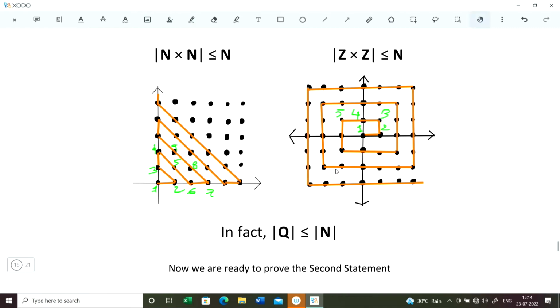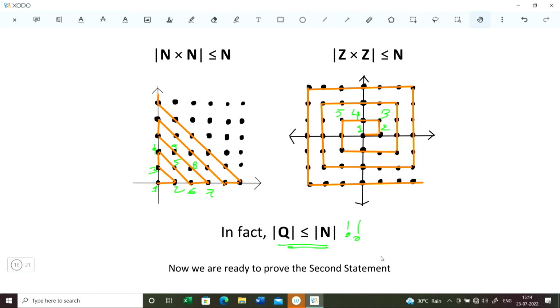In fact, even the set of all rational numbers turns out to have a cardinality that cannot exceed the cardinality of natural numbers. Can anyone guess how this can happen? What are rational numbers? Any number can be expressed as a ratio, but the denominator is nonzero. So you can take a set denominator, and then for every possible numerator, you can assign a natural number.